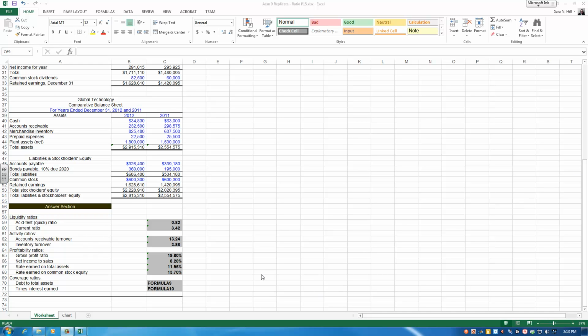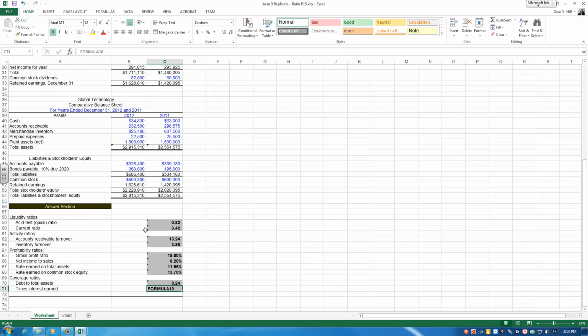Finishing up this exercise, let's take a look at our coverage ratios. First one being debt to total assets. Here we'll start by taking our debt, which is our total liabilities. You can see it's our accounts payable plus our bonds payable. So we'll just grab our total liabilities here, divided by our total assets. We've got that right up here on cell B45. Pretty simple formula. Okay, 0.24.